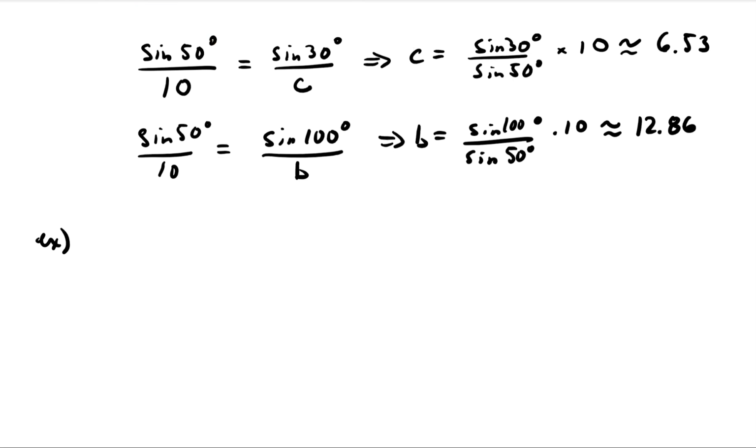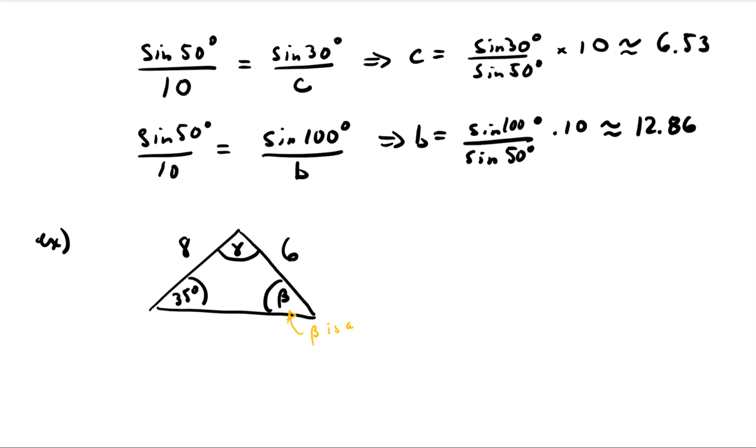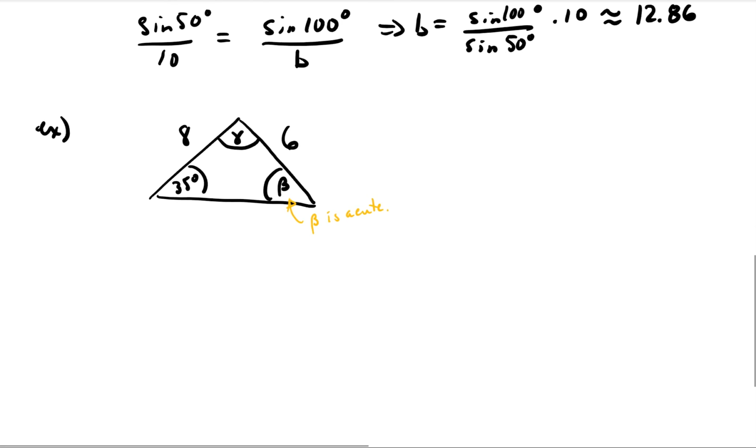This time we don't have all the angles. We've got only one angle, 35 degrees. However, I know the measures of two sides, 8 and 6. We'll call that angle, let's say here, gamma, and this is beta. And I'd like you to notice something here. Beta on the figure seems to be acute. Okay, this will come into play at some point.